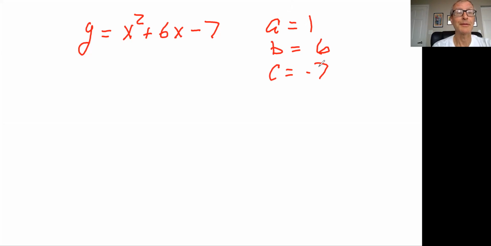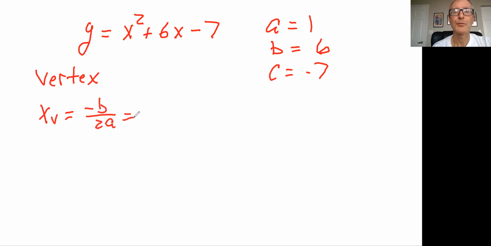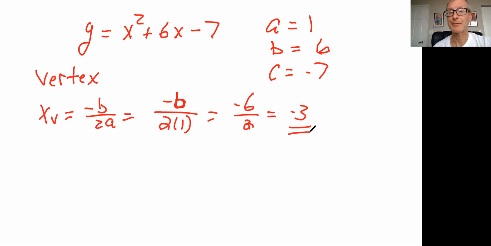And so let's talk about what we've just introduced to you, this idea of the vertex. And so the x value of the vertex is minus b over 2a. So what would that be? Well, b is 6, so minus b is minus 6. And a is 1, and 2 times 1 is 2. And so when you do that, you get minus 6 over 2, and that would be minus 3. So this is the x value.